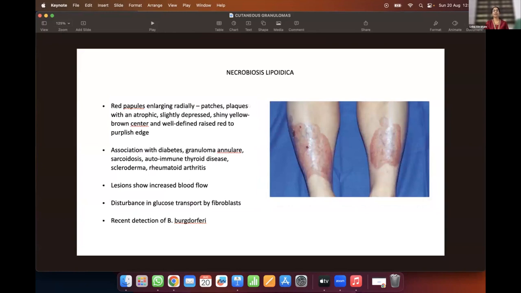Coming to necrobiosis lipoidica, it is usually seen in association with diabetes and also in other autoimmune conditions. Here the patient's classical appearance is red papules which enlarge into patches, and the central area will be atrophic with a shiny yellow-brown center. Recent detection of Borrelia burgdorferi has also been reported.